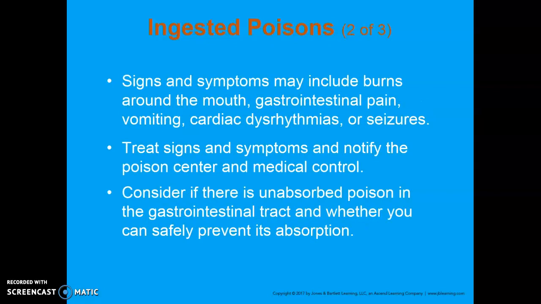Some of the common signs and symptoms include burns or rashes around the mouth, gastrointestinal pain, nausea, vomiting, cardiac dysrhythmias, and seizures. Try and treat what you can for signs and symptoms, and then contact poison control or medical control. They're going to give you the best course of action for how to treat the patient. If the patient has an altered mental status, we're going to spend a good portion of our time protecting the airway and making sure that that patient doesn't vomit and then aspirate.